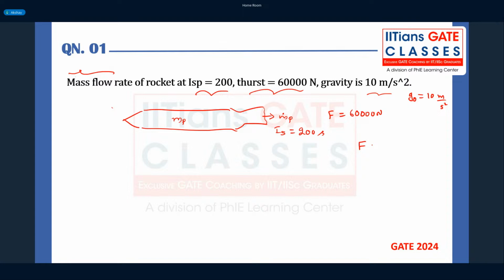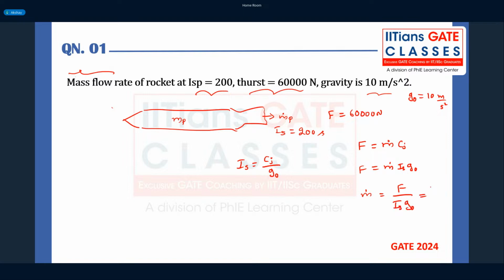We already defined the thrust can be written as mass flow rate times effective exhaust velocity, right? Also we defined the specific impulse as effective exhaust velocity divided by g naught, right? So now you just replace this here. That becomes thrust equals mass flow rate of the propellant times Isp times g naught. Now write it for mass flow rate. What do you get? Mass flow rate is nothing but thrust divided by specific impulse times g naught.